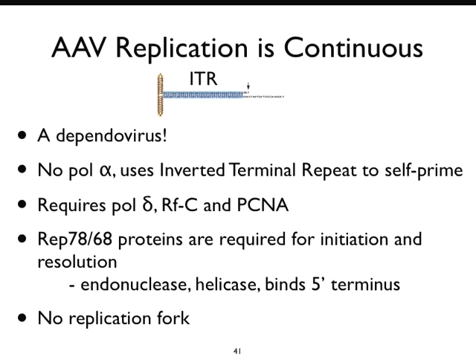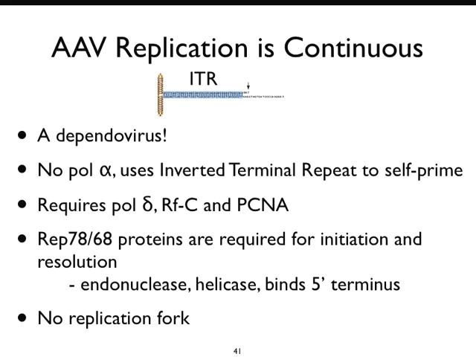So this virus is called a dependovirus because it depends on the host in order to replicate. It doesn't use polymerase alpha because it doesn't need the RNA primer. Instead, it uses its inverted terminal repeats as the primer for DNA synthesis. But it uses all the other friends that we talked about: polymerase delta, RFC, and PCNA.